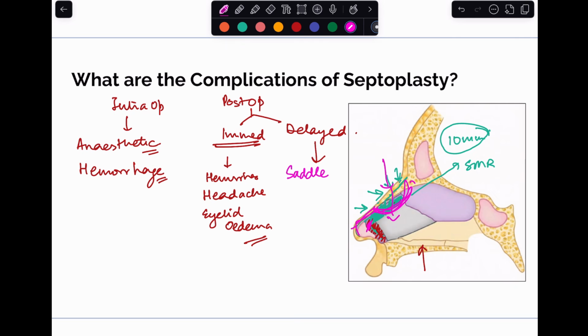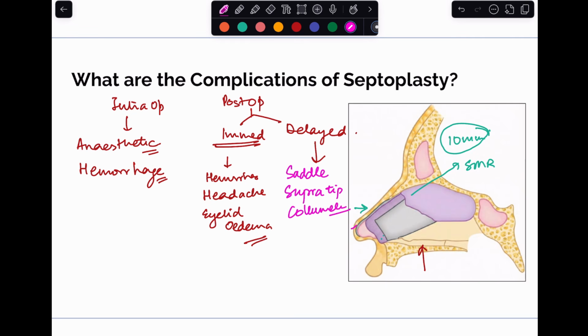Second is, if this caudal strut is not maintained, it can lead to columellar retraction. We can also have supratip depression if excess cartilage is removed in this area. So these are three deformities that can happen as a result of septoplasty, but this is not seen in septoplasty as much. These are more complications that you see in case of SMR. So saddle nose deformity, supratip depression, and columellar retraction.